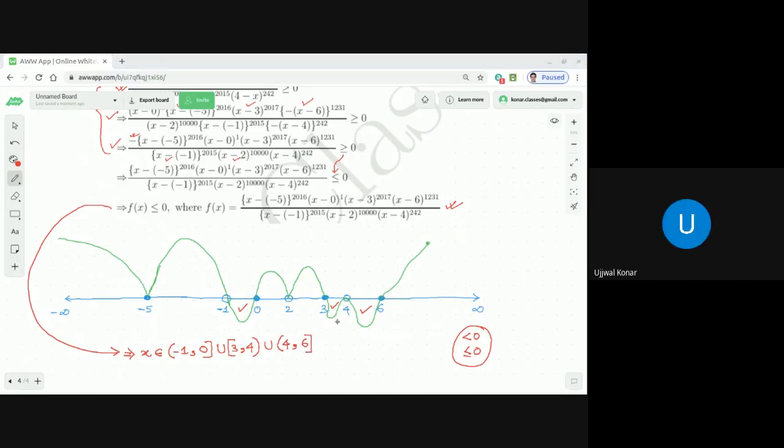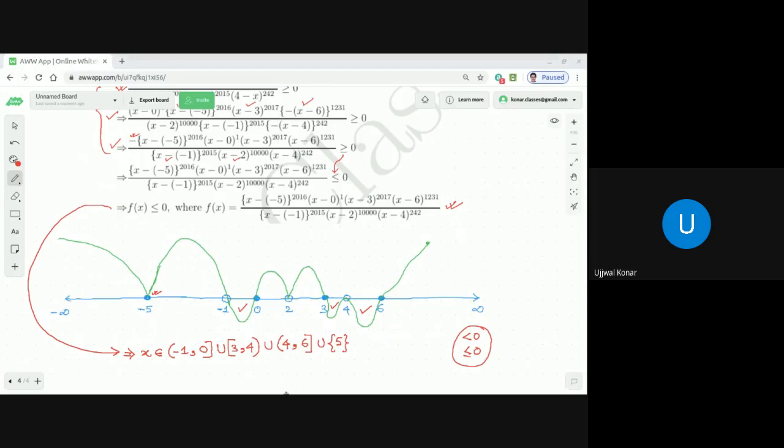So what is the solution we get? So simple. -1 to 0, 3 to 4, 4 to 6. And there is one small catch. Can you tell me what the catch is? There is one isolated point, 5. This point we also need to include. Correct, na? So union, the singleton set {5}.